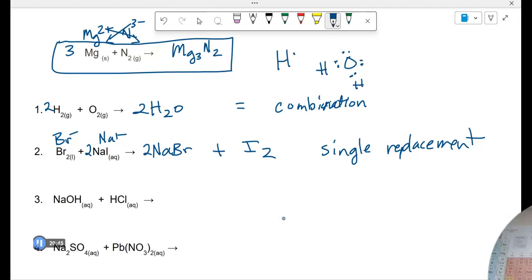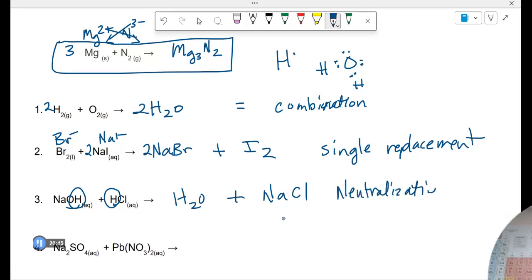Okay, so now on the next one, we have something with an OH in it, and something with an H plus in it, essentially. And so what's going to happen? This looks like a neutralization reaction. So what's going to happen is the H plus and the OH are going to combine to form H2O. Normally we put H2O second, but it doesn't really matter. And then the next one is going to be NaCl. So this is what we call a neutralization reaction. And then finally, this one we have sodium sulfate and lead nitrate.